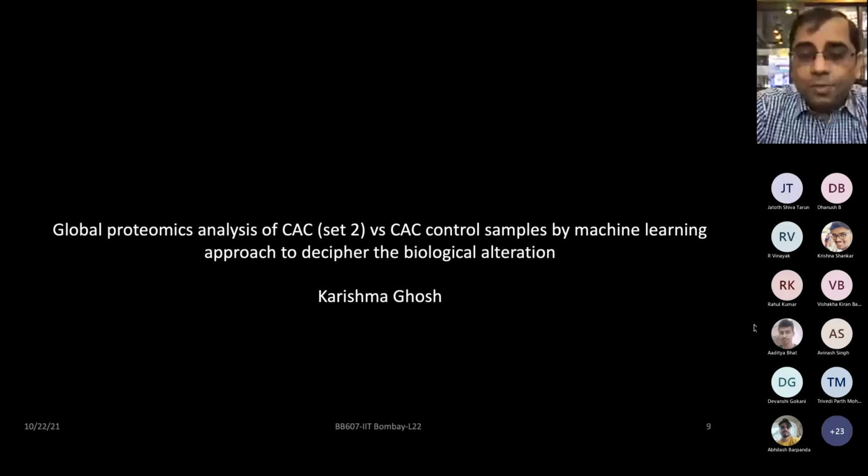All right, so the next presenter is Karishma Ghosh. She is going to talk about colon adenocarcinoma, one of the highly prevalent types of tumor in the Northeast population. I think the Japanese population has the largest incidence of it, and after that, in India, Assam, Aizawl, and Mizoram have very high prevalence. So from this project, let's see what Karishma has identified, the best possible classifier, and understanding the biological alterations.